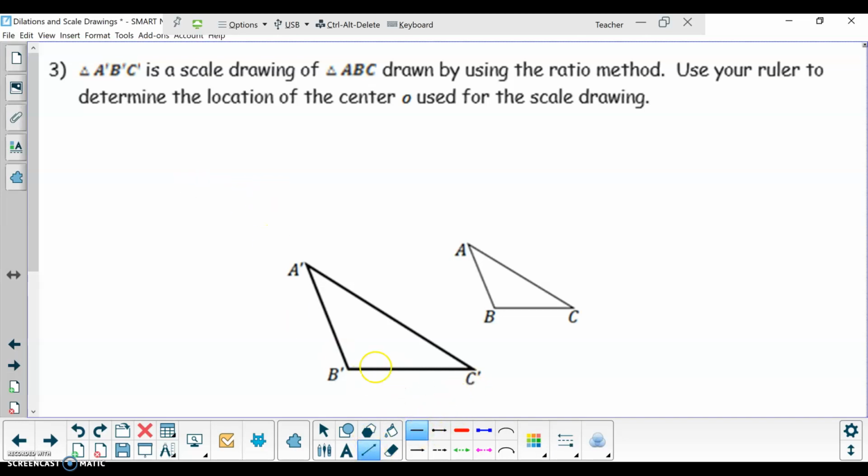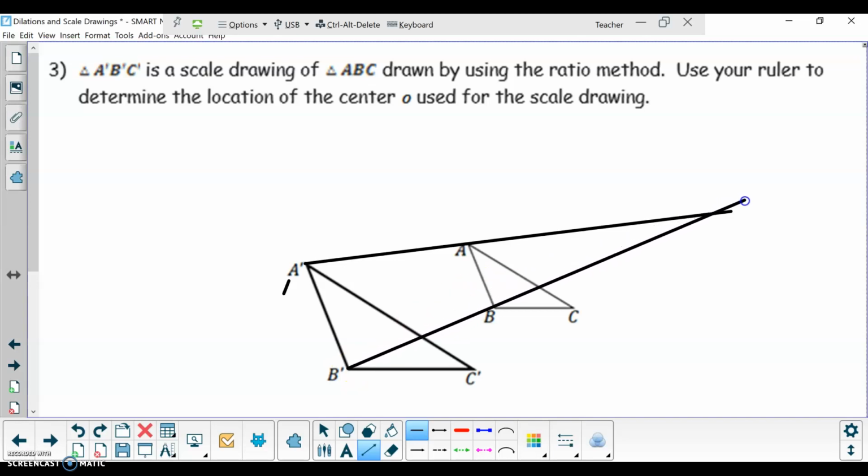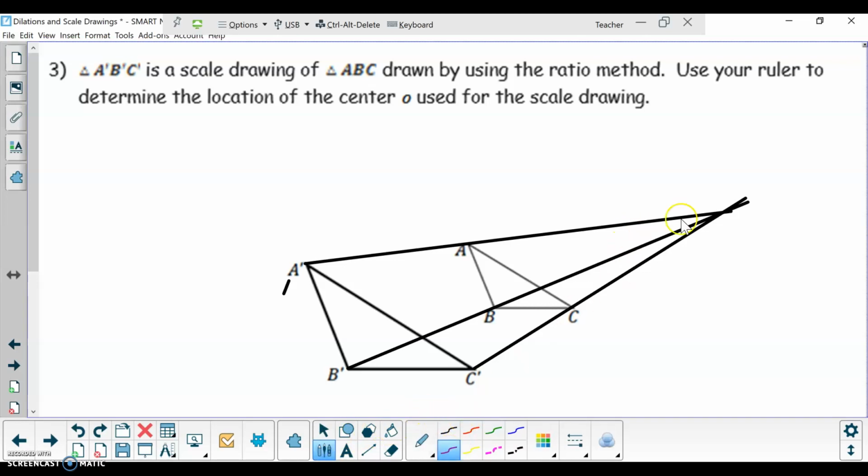All you have to do for something like this is, using a straight edge, connect each image point to its corresponding pre-image, and draw that line nice and long. So connect A to A prime, B to B prime, and C to C prime. What you should notice is that all 3 of those lines intersect at the same point. That point is point O, your center of dilation.